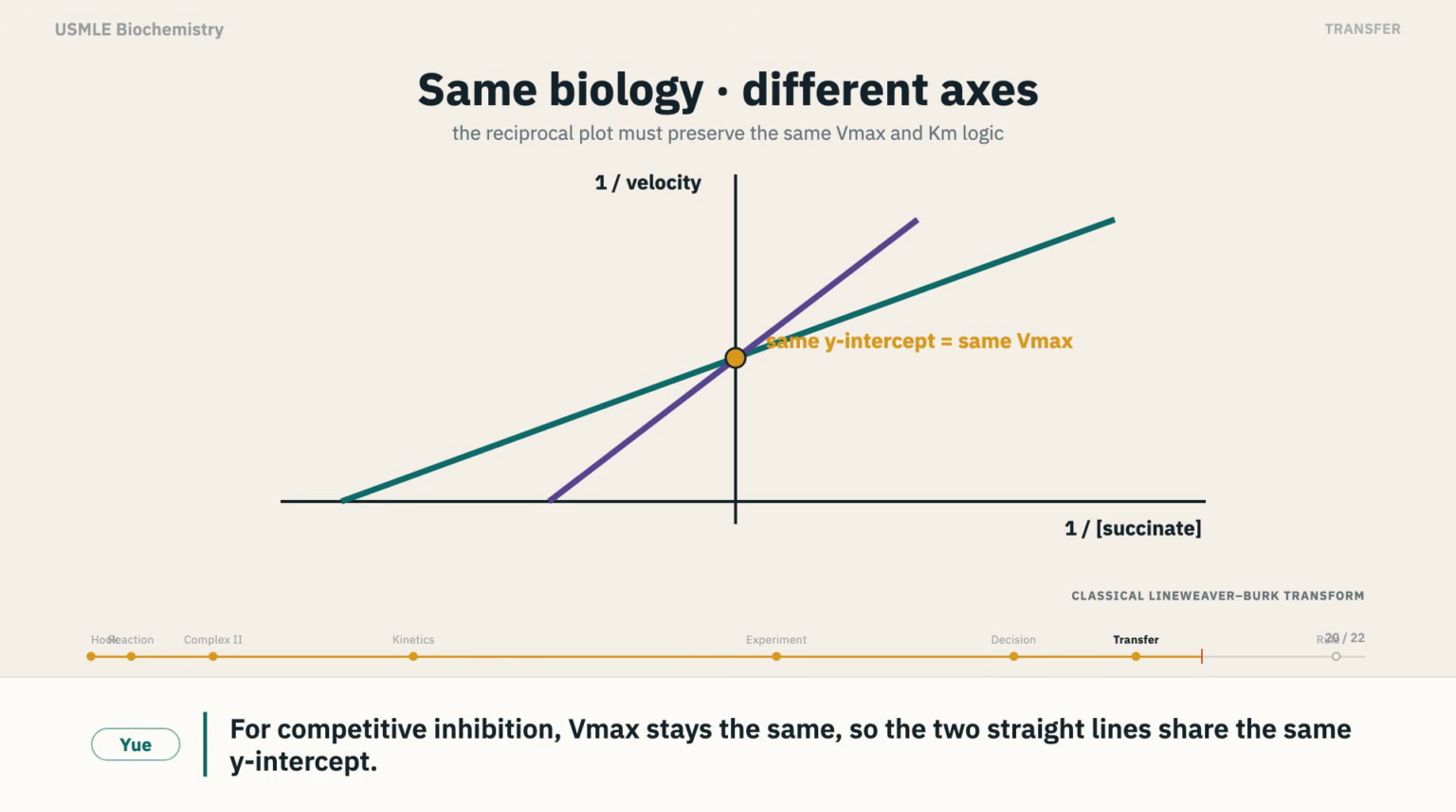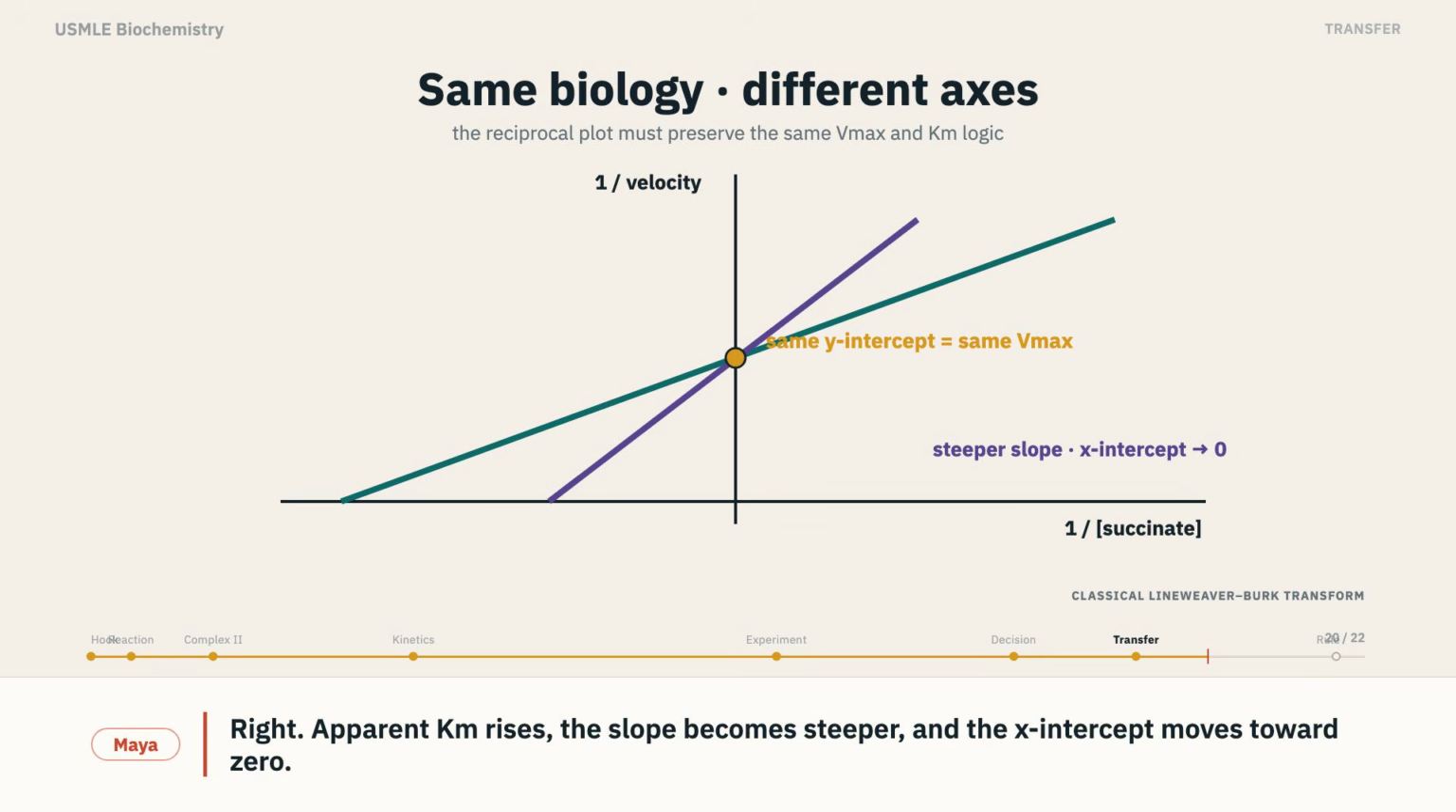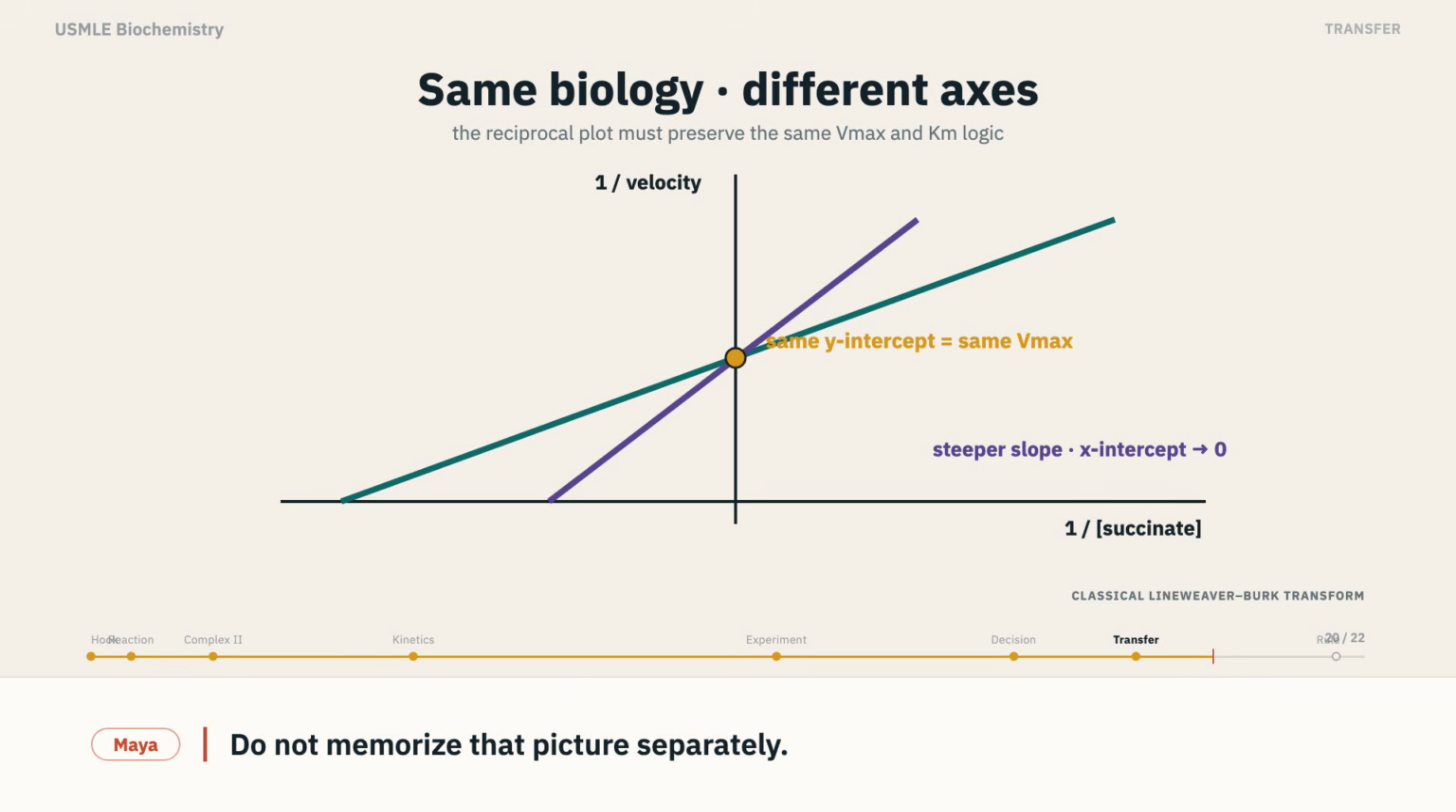For competitive inhibition, Vmax stays the same. So the two straight lines share the same y-intercept. Right. Apparent Km rises, the slope becomes steeper, and the x-intercept moves towards 0. Do not memorize that picture separately. It is the reciprocal form of the same Vmax and Km changes.